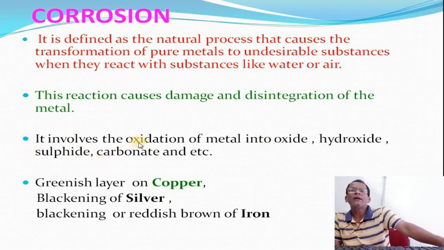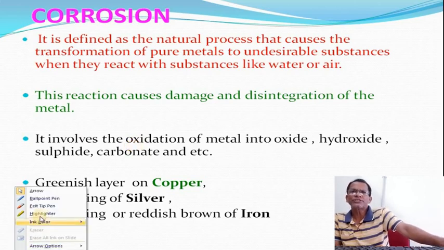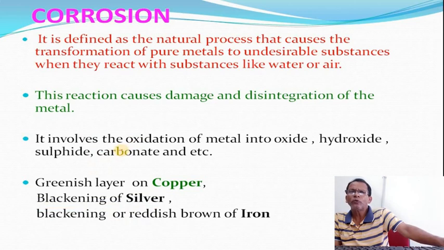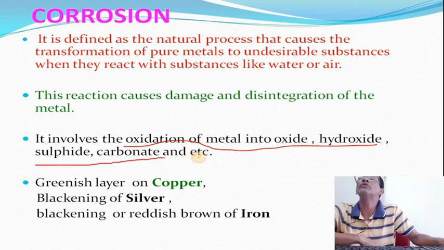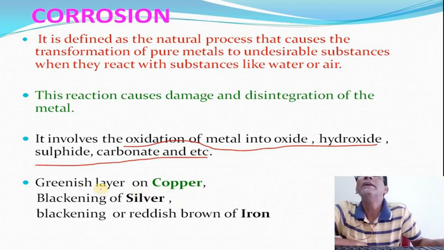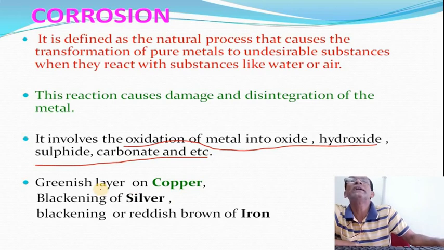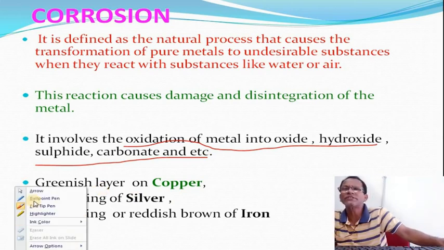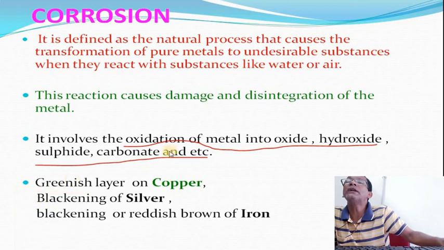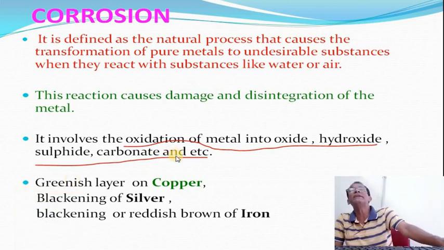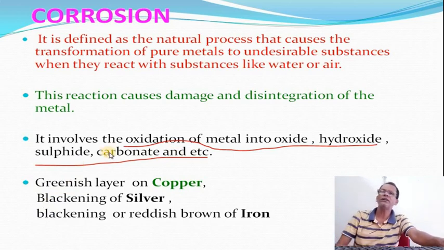It will be corroded. Mainly, corrosion involves oxidation. These three things are important. It involves oxidation of metal into metal oxide, hydroxide, sulfide or carbonate. Like this, metal will be converted to metal oxides, hydroxides, sulfides and carbonates. These are the very important characteristics of corrosion.